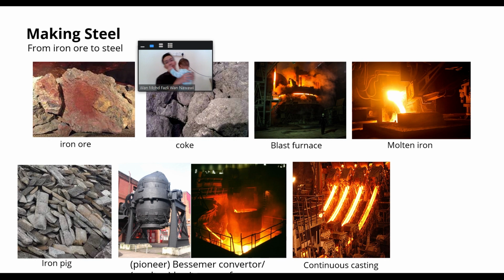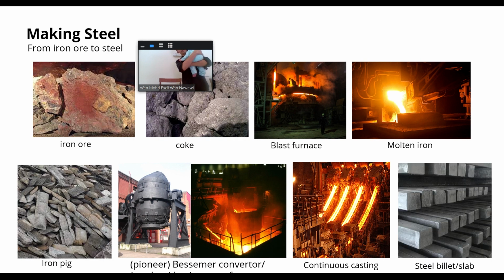So the idea of this Bessemer converter is that they remove the entire carbon first inside the iron, and only then they add the carbon later. And then you use continuous casting, and you get steel billet and slab, and then you can use it as steel.